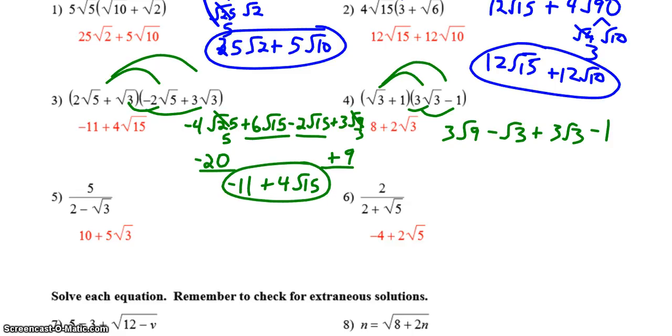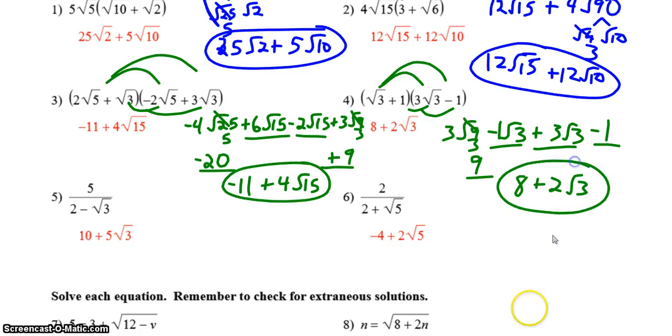Now the square root of 9 is actually just 3. So 3 times 3 is 9. And 9 and negative 1 go together to give you 8. And negative 1 root 3 and positive 3 root 3 give you 2 root 3.